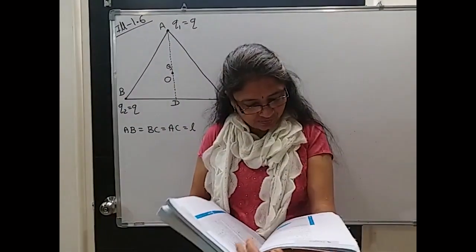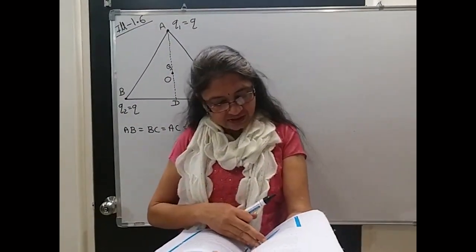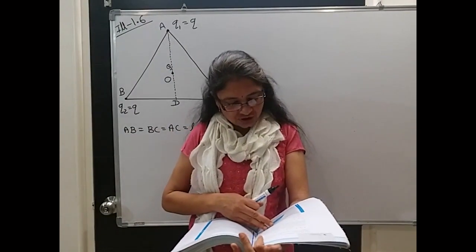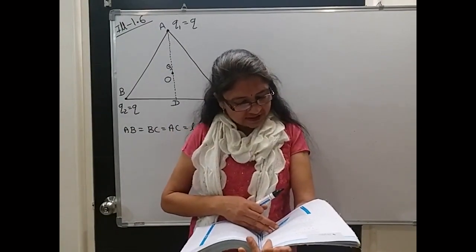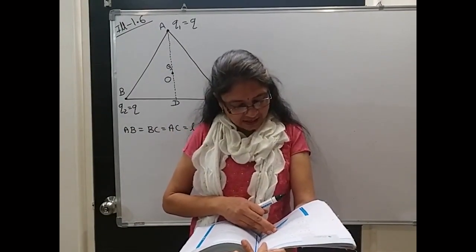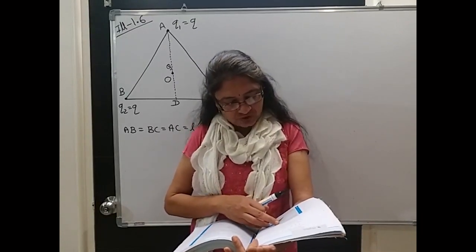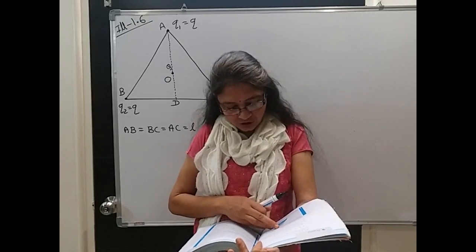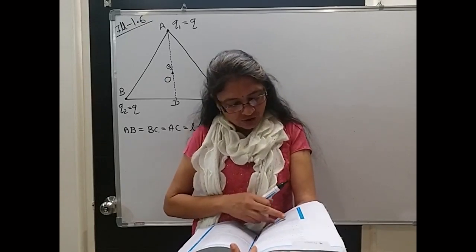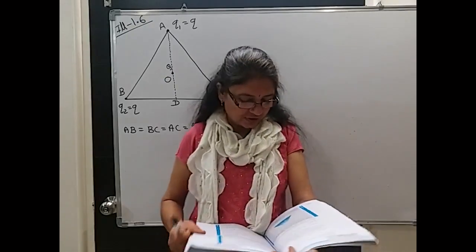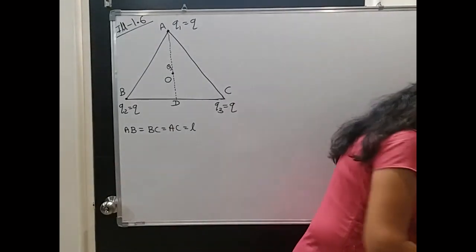The question says: consider three charges Q1, Q2 and Q3, each equal to q, at the vertices of an equilateral triangle of side L. What is the force on a charge Q, capital Q, with the same sign as that of small q, placed at the centroid of the triangle as shown in the figure?